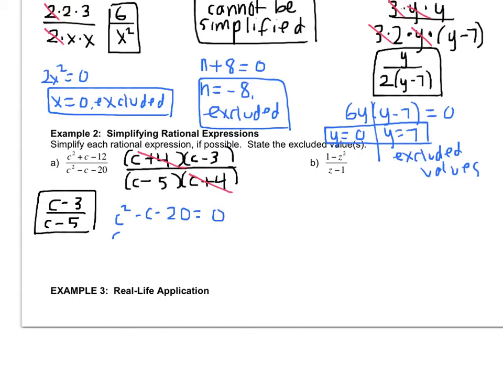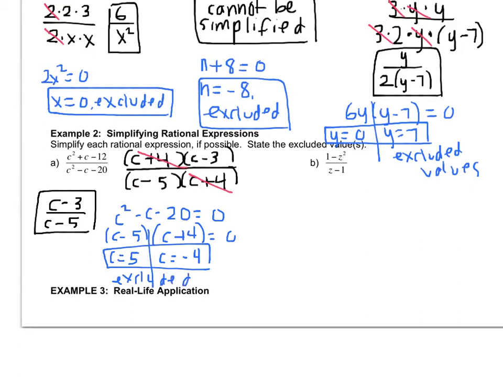And it's already factored for me. And figure out the values. C equals 5 is excluded, and also c equals negative 4 is excluded. Now, if you look at the simplified version, if you used the simplified to figure out the excluded values, you would only get 5. You would not get the negative 4 that's also excluded. So that's why you always go back to the original when you want to figure out what's excluded.